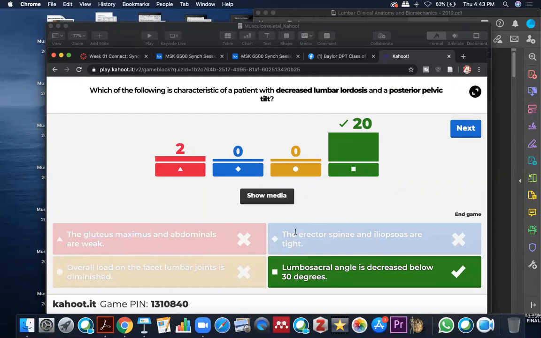So these two, the red and the blue, were flipped in this case. Yeah, like they're locking together. Yeah, exactly. And then on this one, in terms of the load on the facet joints, it would actually be increased.